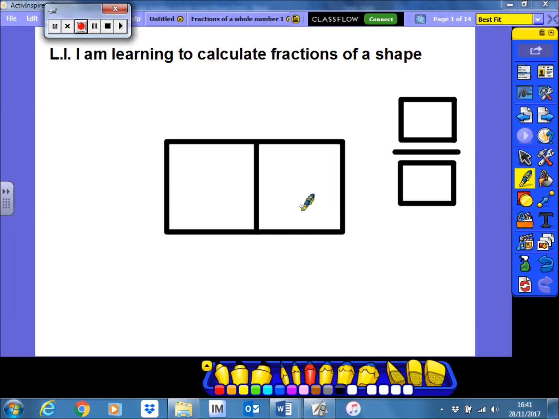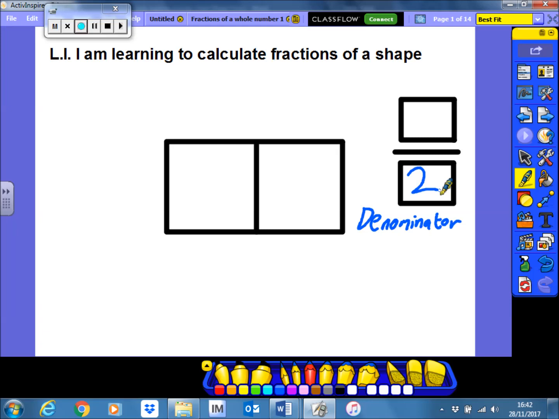Now, before we get started, it's important to know something about how fractions are actually written. Fractions have two parts. The number on the bottom is referred to as the denominator. The denominator tells us how many parts our shape has been split into. So this shape here, this rectangle, has been split into two parts, or into halves. So our denominator would be 2 in this case.